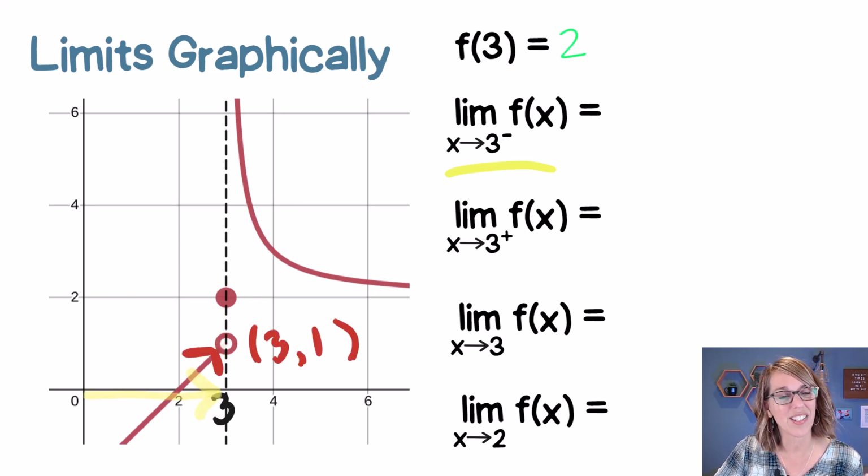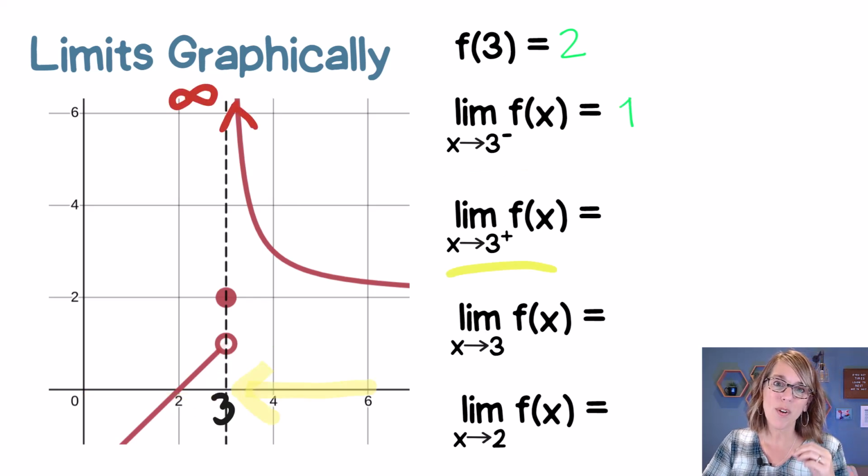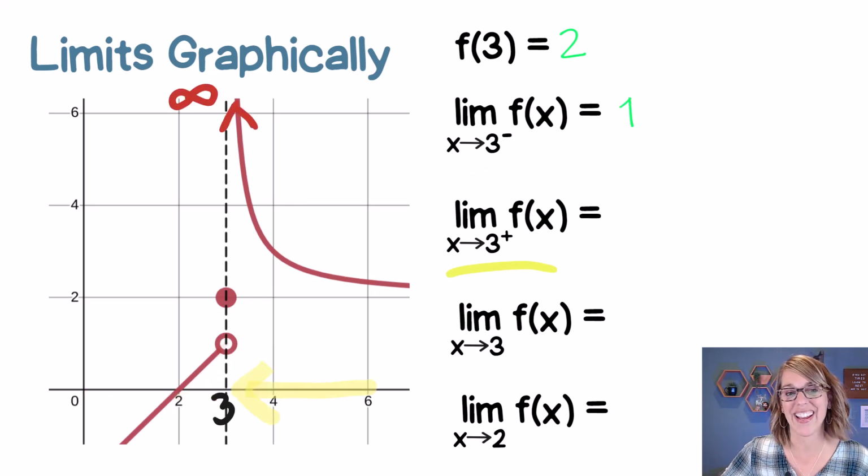Now on this one, as we approach 3 from the left, we're approaching that point 3, 1, and our y value, or our limit, is 1. But as we're approaching 3 from the right-hand side, I am coming up to that asymptote, which means that those y values are climbing and climbing without bound. So we can say that the limit is infinity, but infinity really means there is no limit. So you could also say does not exist here.